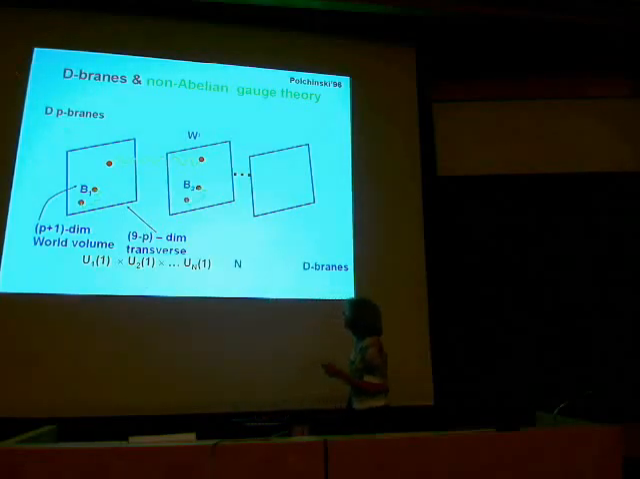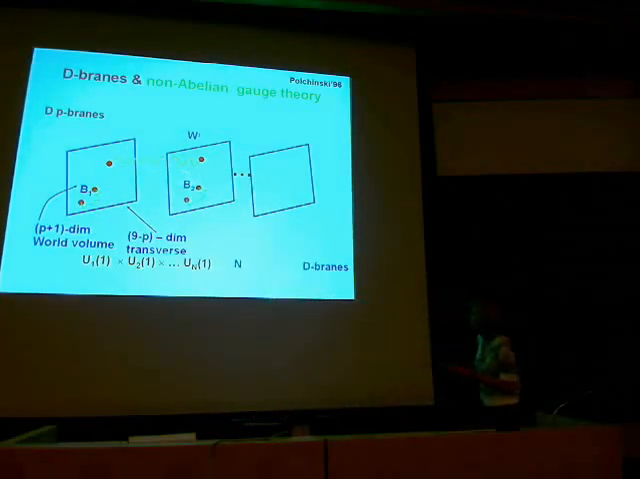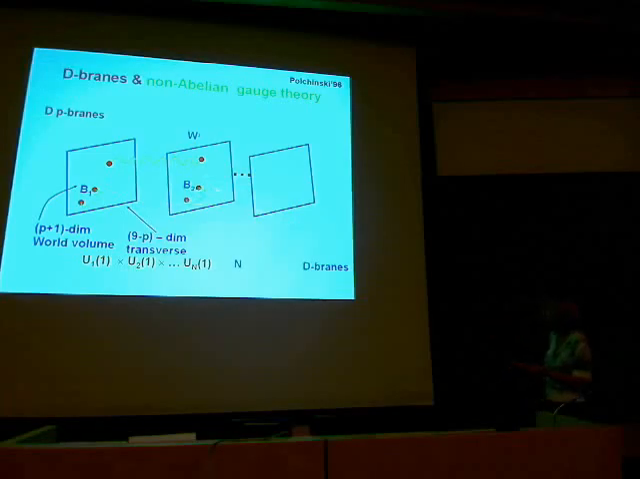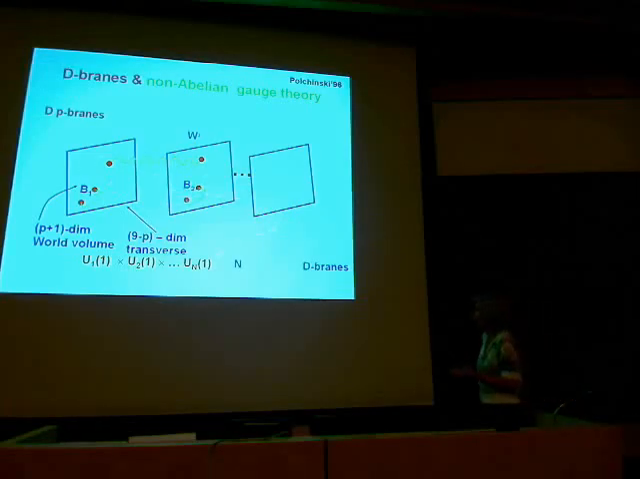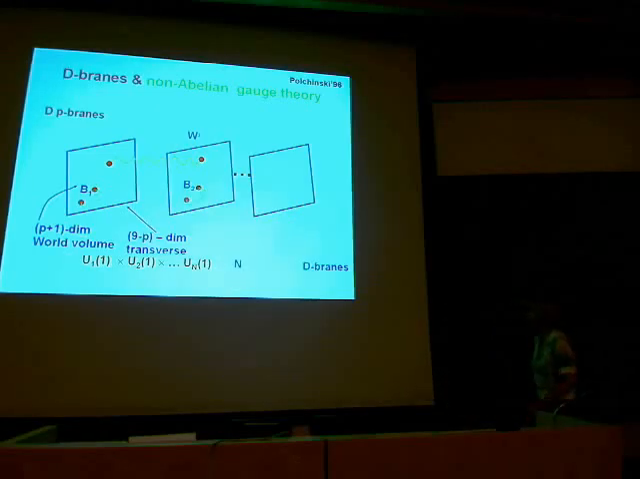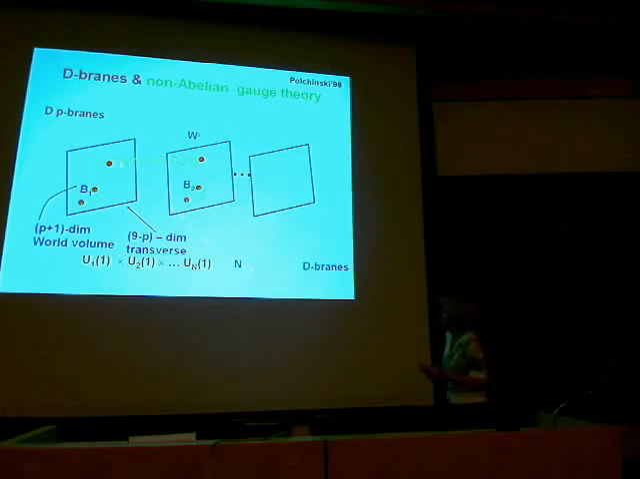Taking a set of n parallel branes will produce for us, after quantization of open strings, a set of n different massless gauge bosons, so the symmetry would be U(1) cross U(1) cross U(1), n times.